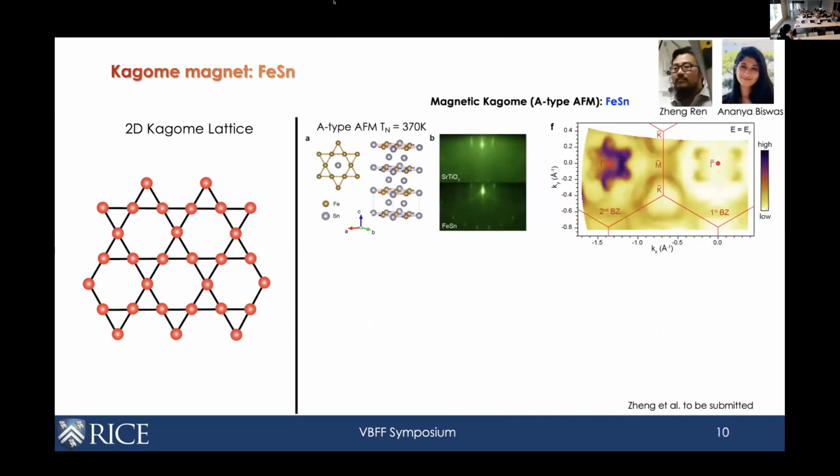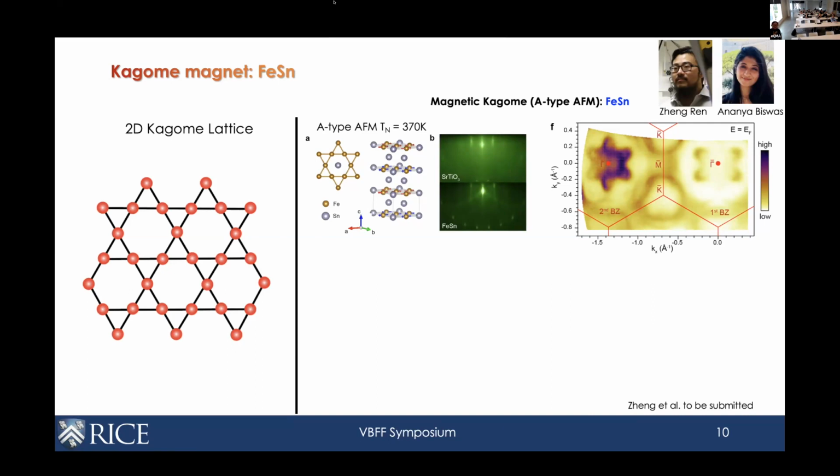So in order to do this, we have to pick a compound that is relatively simple, that has only a magnetic order and nothing else, right? Because we want to answer the question, what does the flat band have to do with this magnetic order? And to do this, my postdoc Zheng Ren and my graduate student built together this MBE system, to grow some simple Kagome metal films, and this is the first material they grew, which is iron tin grown on STO. I don't know anything about MBE, so they really did this all themselves.